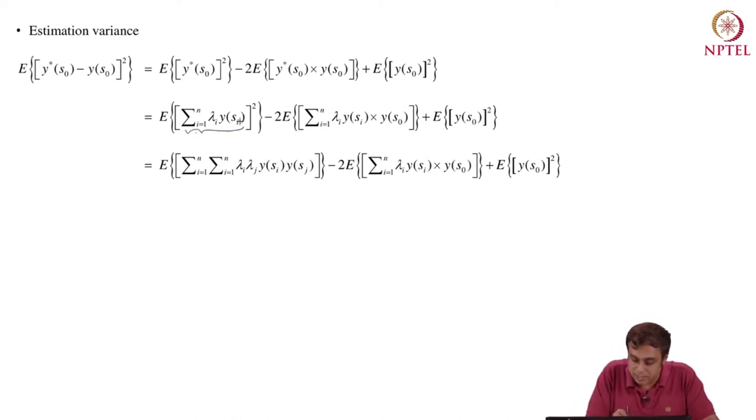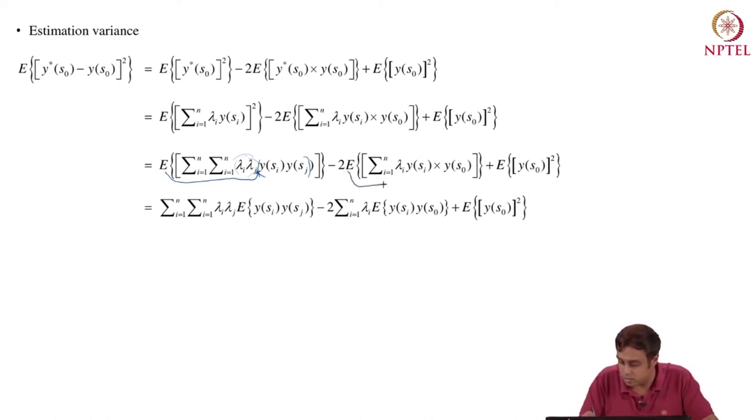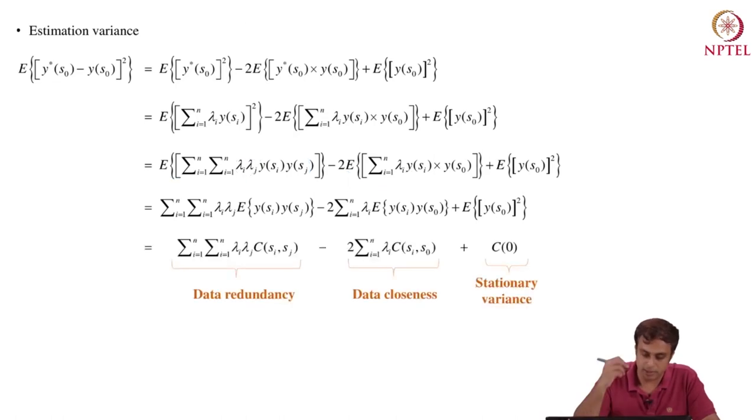Now, this summation of lambda i y s i, whole squared, can be written as a double summation of lambda i lambda j y s i and y s j, and similarly, I expand this further. Expanding this further, I take the expectation operator in. It's a linear operator just like the summation. So it starts entering and applies to the random variables, right? These are all constants. Lambda i, lambda j are constants. So the expectation operator moves right in. Similarly, in the next component of this summation, the expectation operator just keeps moving in as you see it.